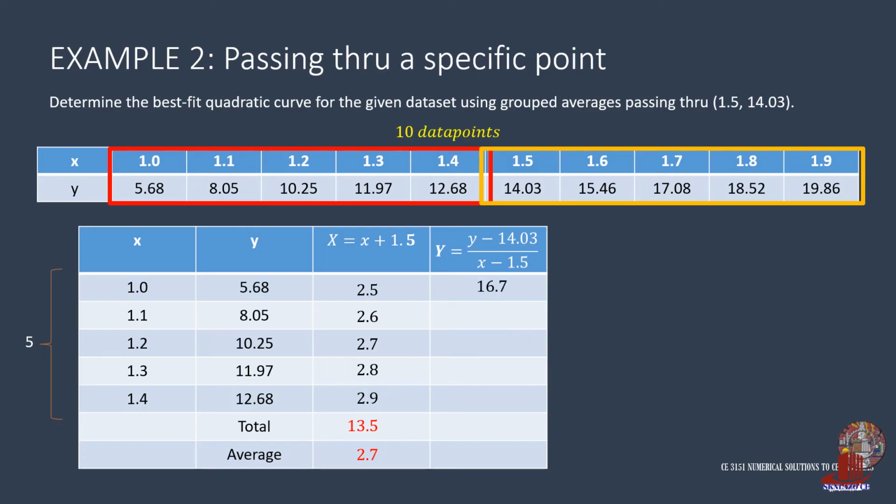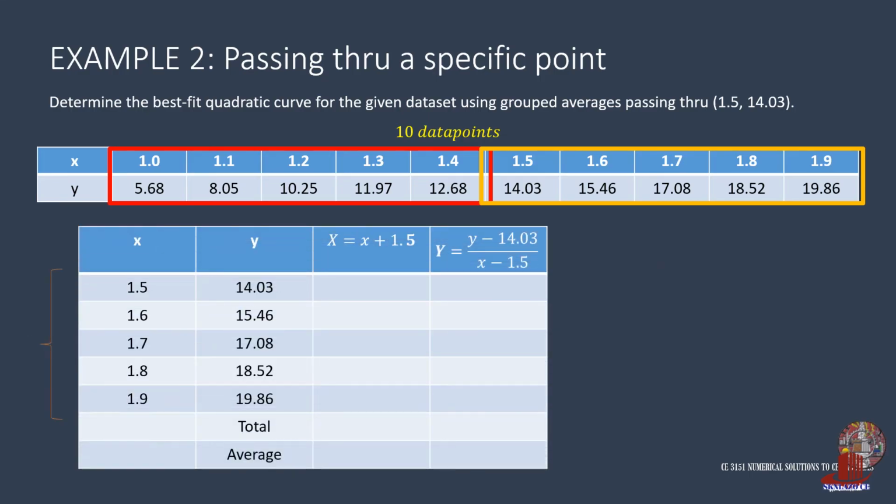The first capital Y is 16.7. The second is 14.95. The third is 12.6, followed by 10.3, then by 13.5. Add all these capital Y values together and get 68.05, which is then divided by 5 to get 13.61. From the first pair of averages, the third equation is then written as 13.61 equal to 2.7a plus b.